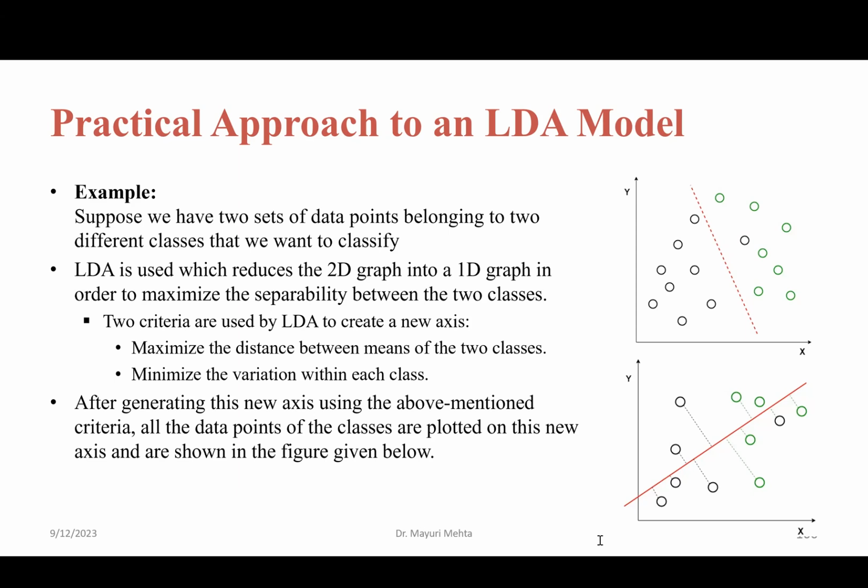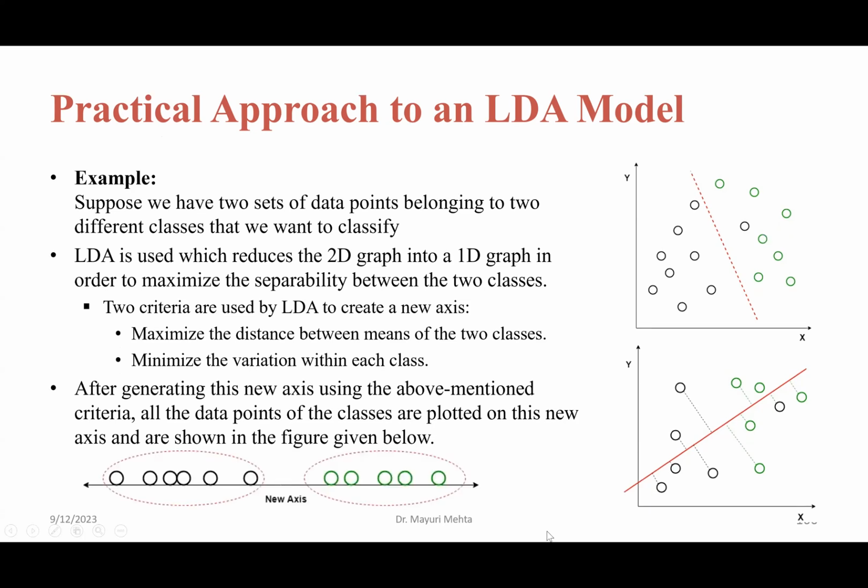Now, in simple terms, this newly generated axis increases the separation between the data points of the two classes. And after generating this new axis, using the criteria we have just discussed, all the data points of the classes are plotted on the new axis, and they are shown here in this figure. You see this, right? So they are now reduced to one axis.